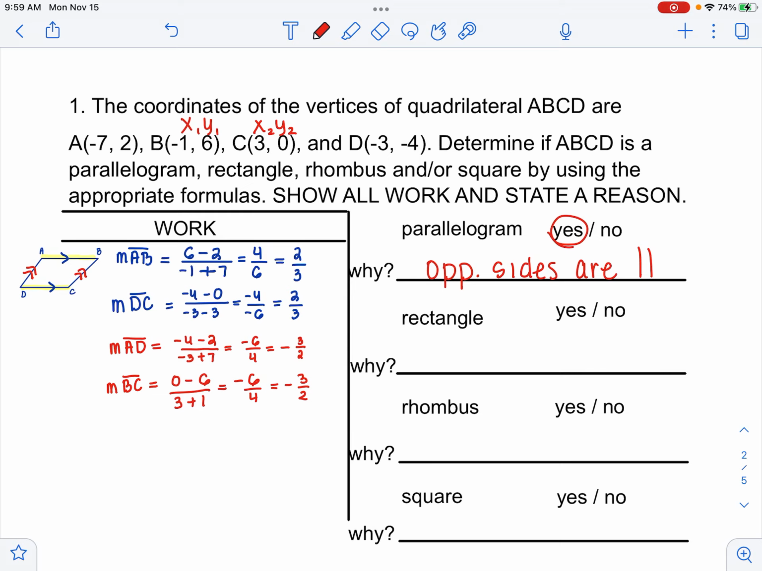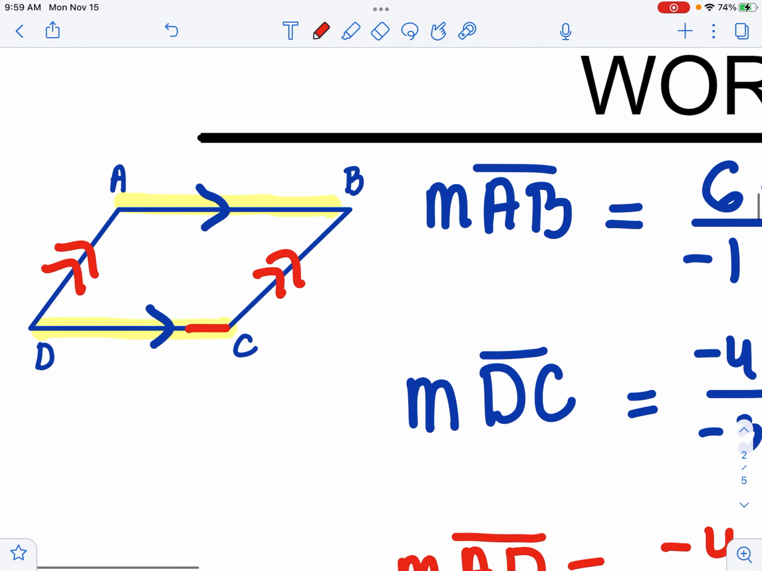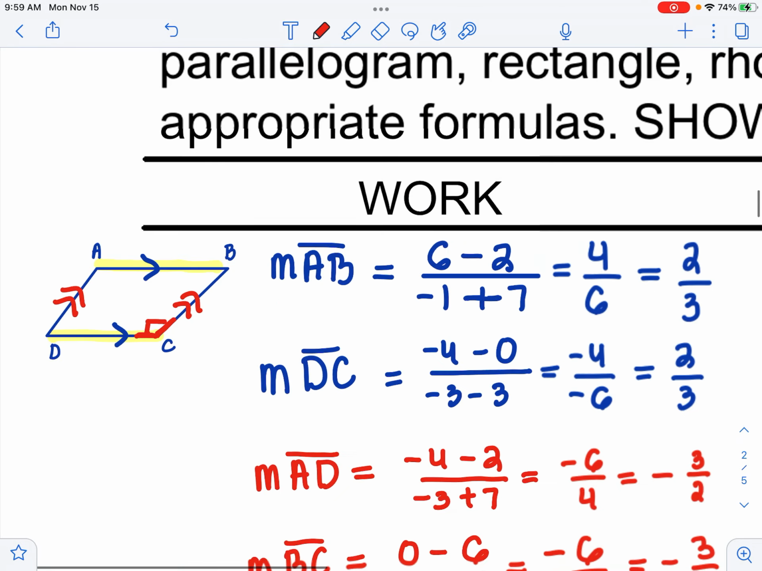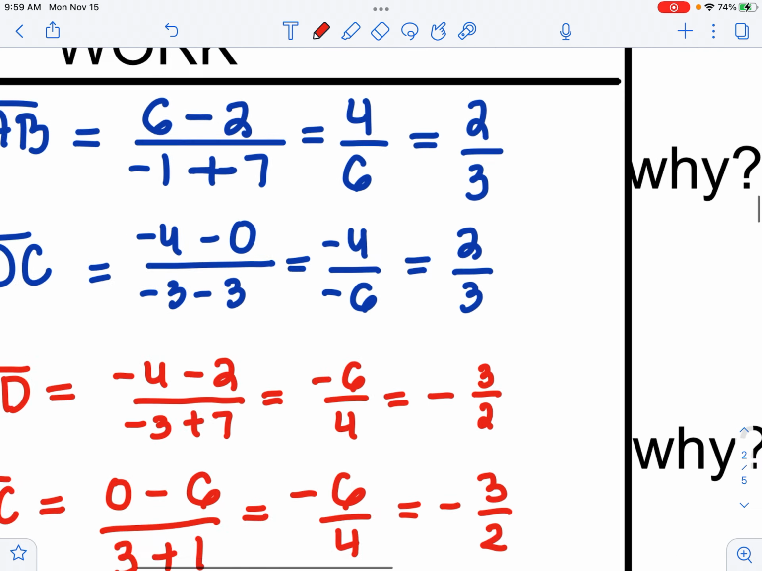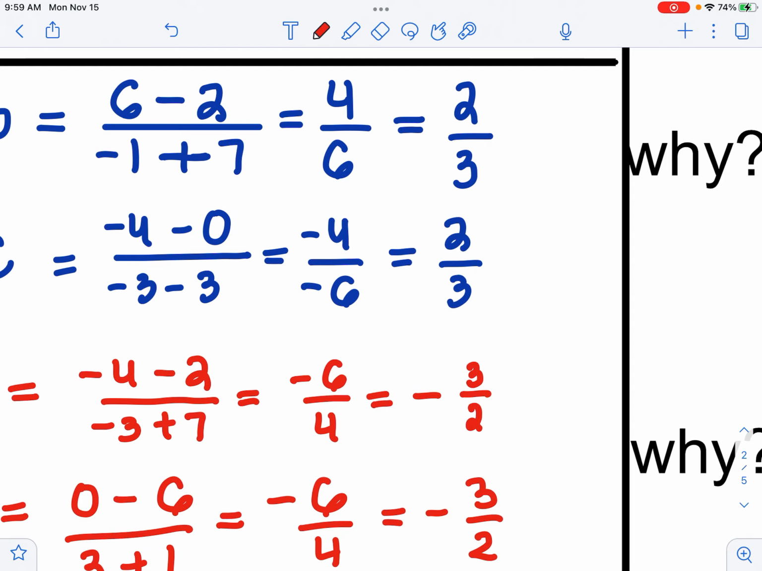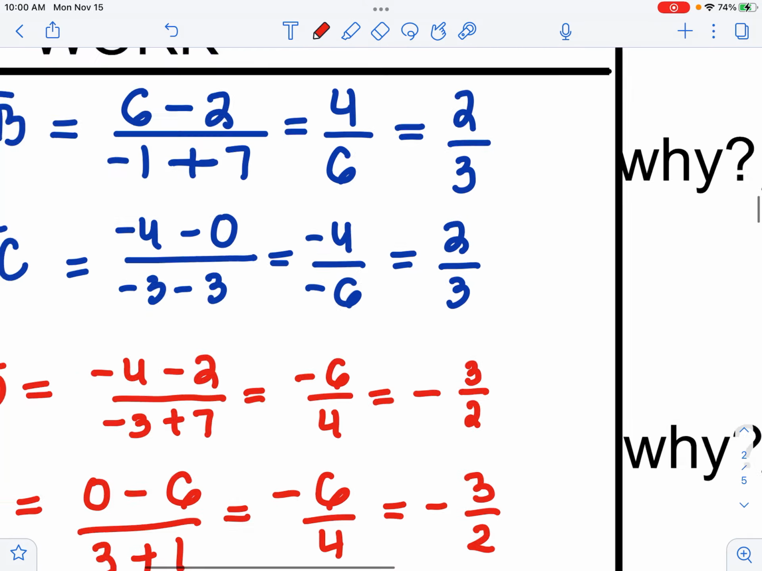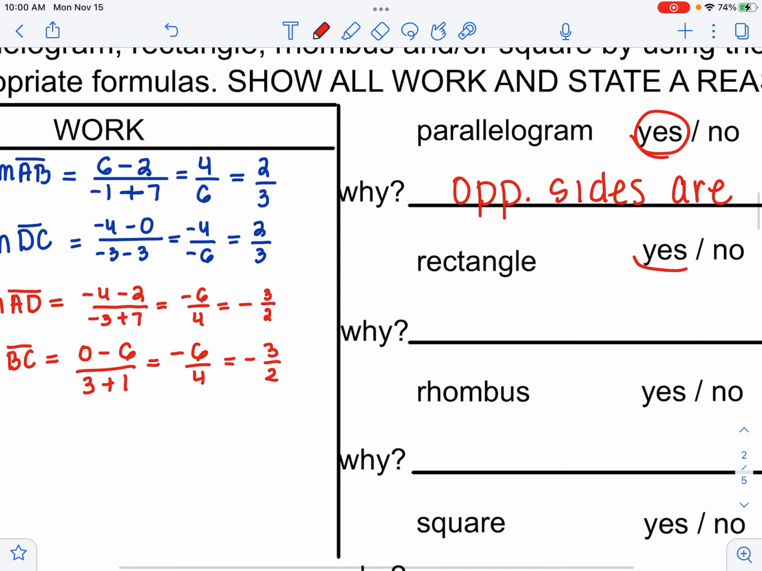So what you're going to do is look at the slopes of these two lines right here, okay? If it is a rectangle, these are perpendicular. So if they're perpendicular, this is going to be a right angle. If this is a right angle, then I know that these have to be opposite reciprocals. 2/3 and -3/2 are opposite reciprocals. So yes, this is a rectangle.